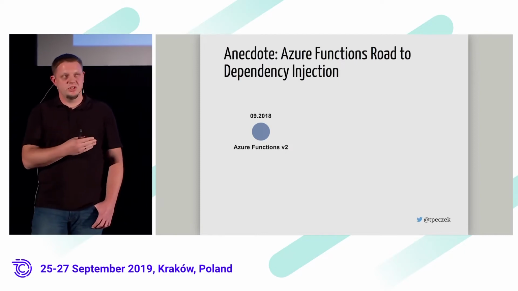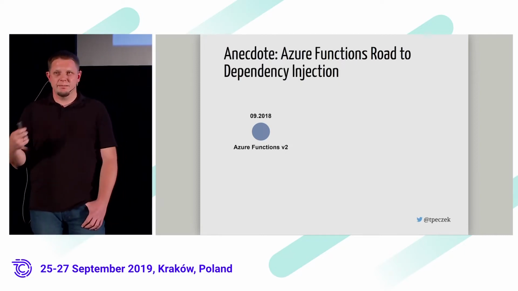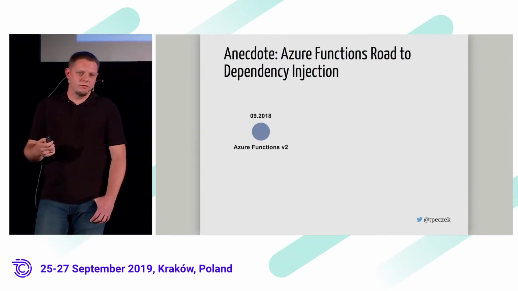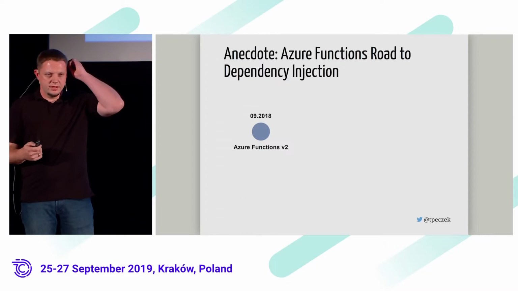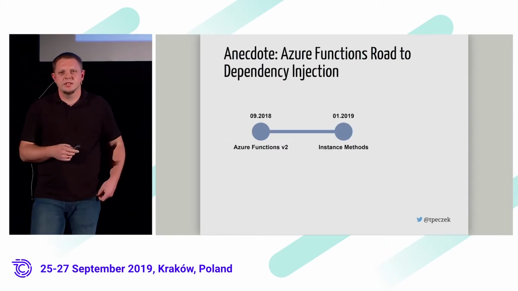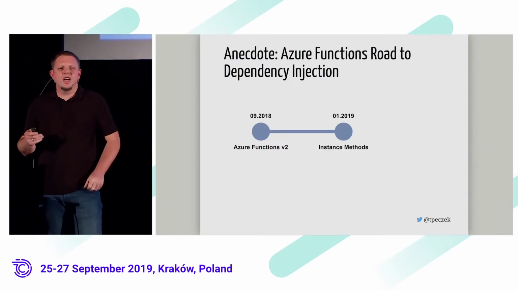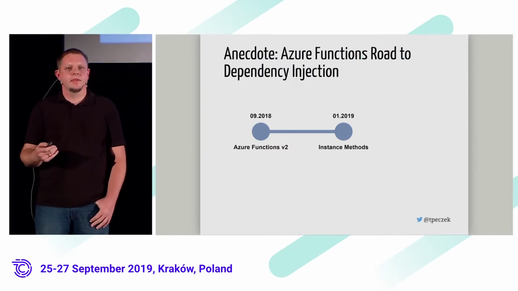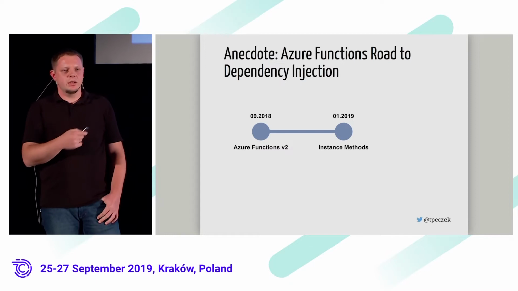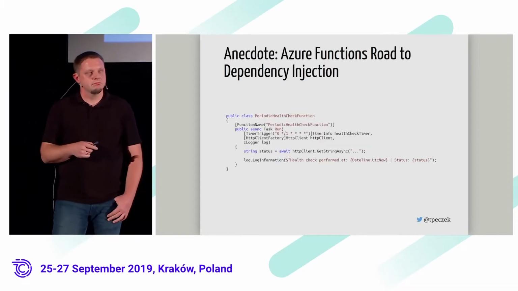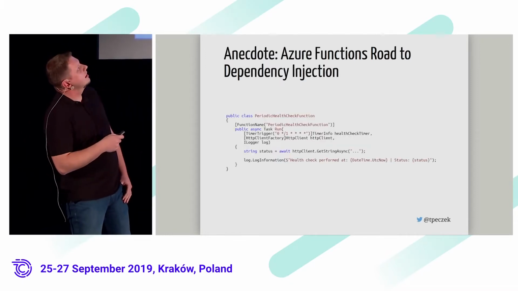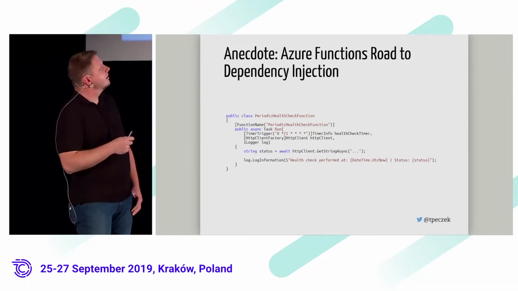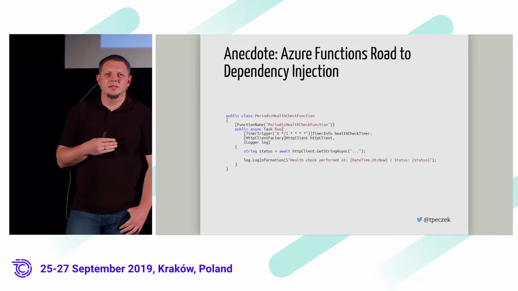But this was like a year ago, right? We should expect things to change. So fast forward like 4 months, January 2019. Azure Functions are given support for instance methods. What does it mean? It means that our sample function can now look like this. Okay, another big change, right? Like one keyword missing.